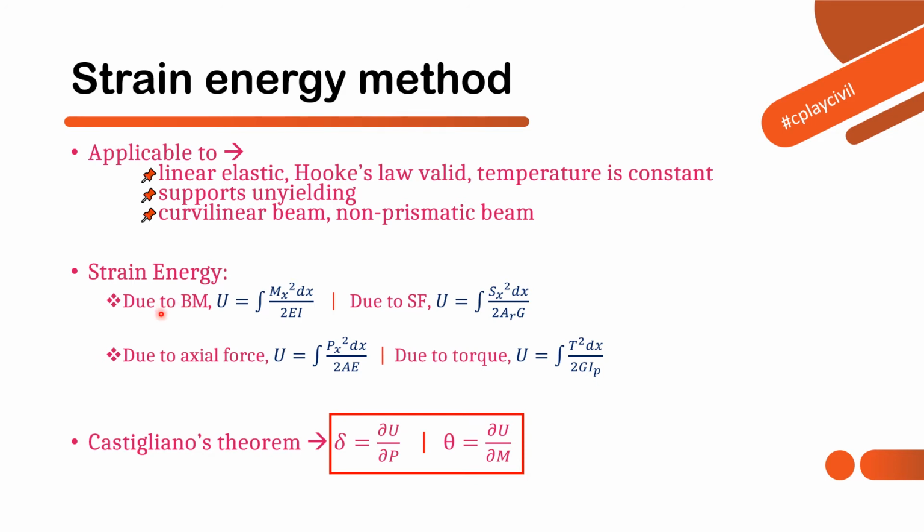So first step, we have to find the strain energy at that section due to moment or shear force or axial force or torque. Accordingly we have to find the strain energy, and the partial derivative of strain energy with respect to load and with respect to moment gives the deflection and the slope respectively, as per Castigliano's theorem.